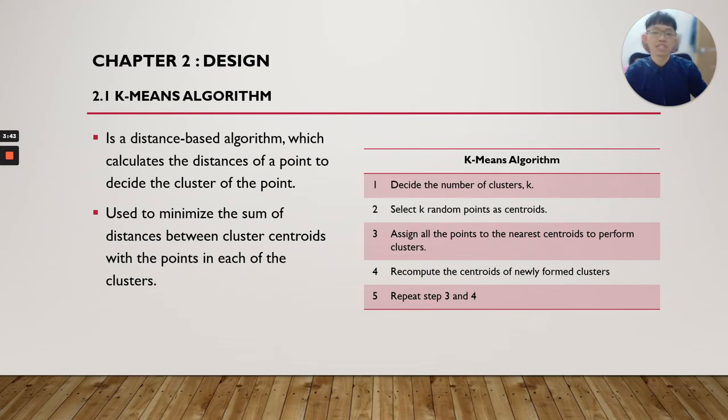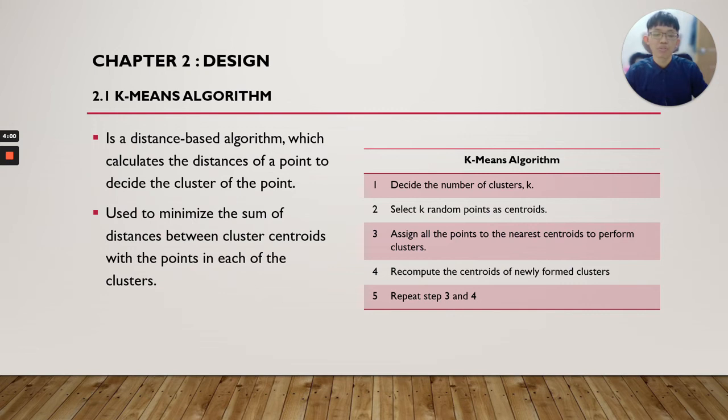Coming to the design. The K-means algorithm is a distance-based algorithm which calculates the distance of the points to decide the cluster of each point. So we have to minimize the sum of the distances between the cluster center and the points in each of the clusters.